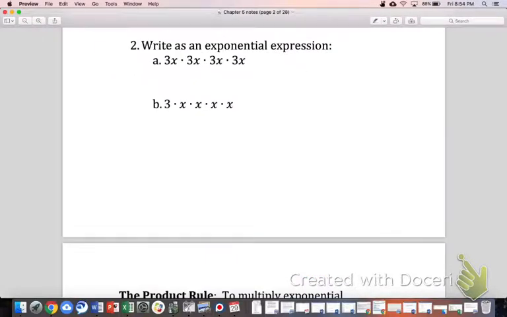So in this, I want you to try to go the other way. I want you to take A and B, and I want you to try to write these as an exponential expression given the set of factors that we have on these. So take a minute and try those.